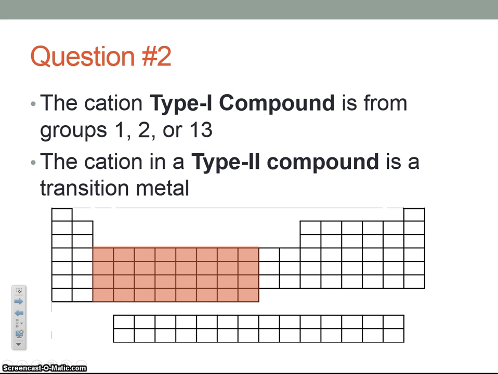If they're in the transition elements, and I'm seeing that my animation is a little bit off because these are also transition elements, but if they're in the transition elements, the cation is in the transition elements, that's type 2, and I have to have a Roman numeral.